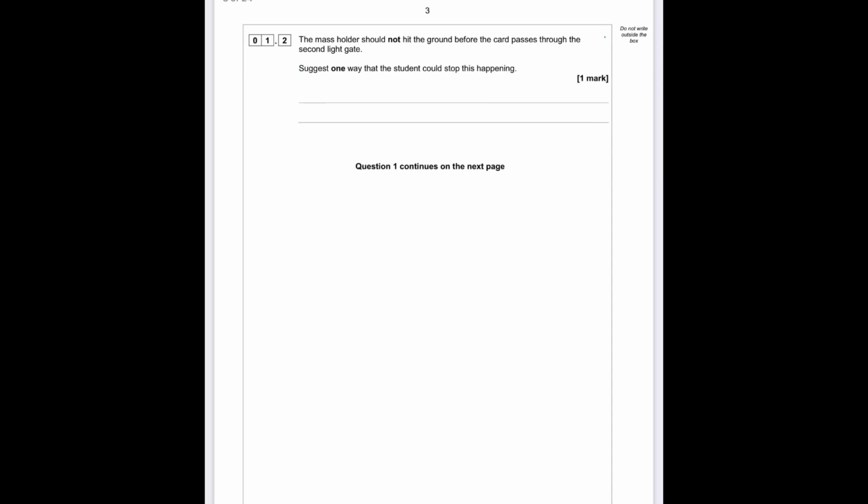For the second part, it says the mass holder should not hit the ground before the card passes through the second light gate. Suggest one way the student can stop this happening. So we can either say move the second light gate closer to the first, or we could shorten the string length.